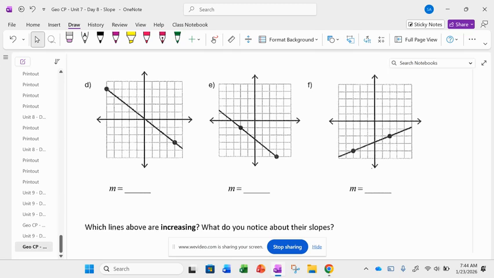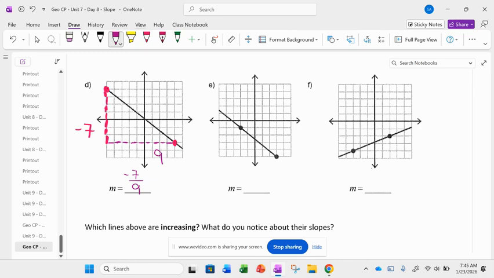Okay, let's go over these. So for this one, for letter D, I'm starting at this point and I'm working towards this point. So this time we're going to go down 1, 2, 3, 4, 5, 6, 7. So since we're going down 7, that's a negative 7. And then we're going to the right 1, 2, 3, 4, 5, 6, 7, 8, 9. And since we're moving to the right, that's a positive 9. So my slope is my rise, which is negative 7, over my run, which is 9.